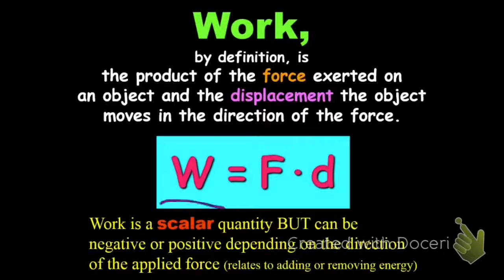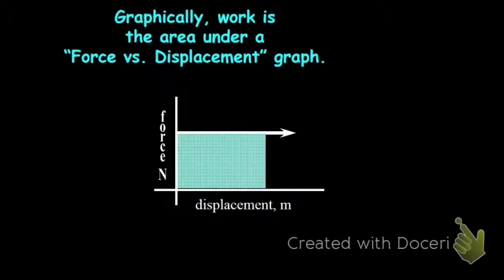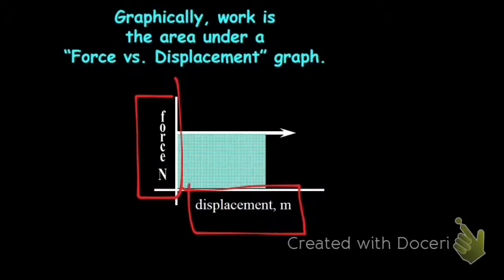Now, work is a scalar quantity, but we are still going to make it positive or negative based on the direction of the force that's applied. This is because work does relate to adding or removing energy, so we are going to play around with positive and negative work. We can represent work on a graph by looking at the area under the force versus displacement curve. Since work is force times displacement, if you have a graph that has force and displacement, the area under the curve will represent the work done.